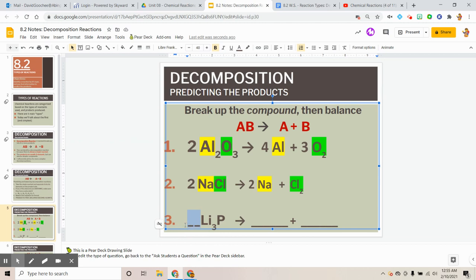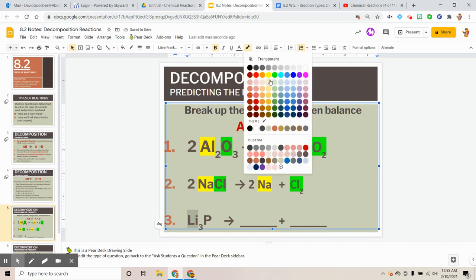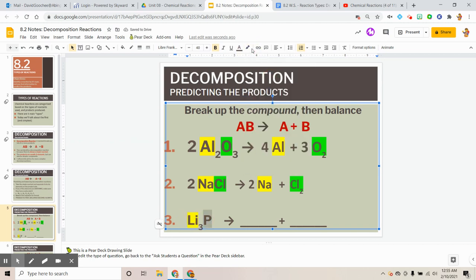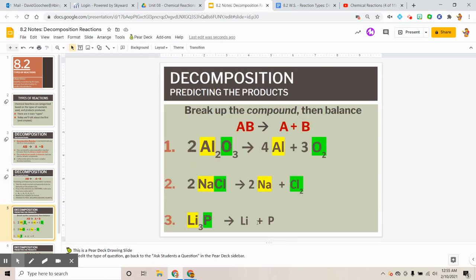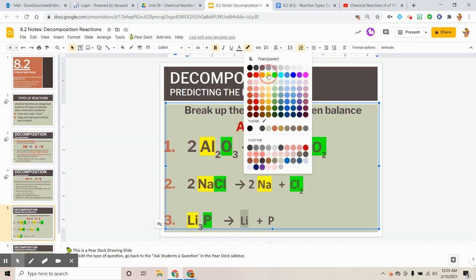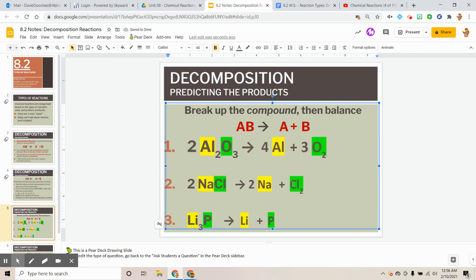Let's try the third one. Okay, lithium phosphide. Okay, we've got 2 elements here. Lithium is present and phosphorus is present, which means when this breaks down, it's going to form just straight up lithium and just straight up phosphorus. Now, are either of these 2 diatomic? Let me go check. Lithium is not diatomic, and neither is phosphorus. Neither of these are diatomic, so the elements that are produced are just Li for lithium and P for phosphorus. That's it. There's no subscript needed. They're not diatomic. Now we can balance, okay?